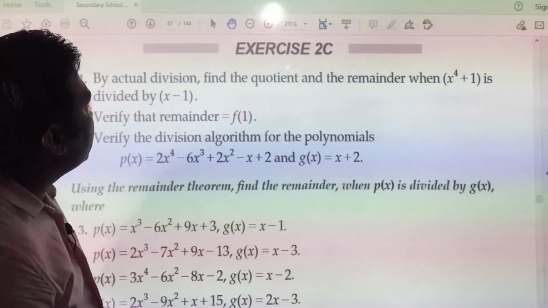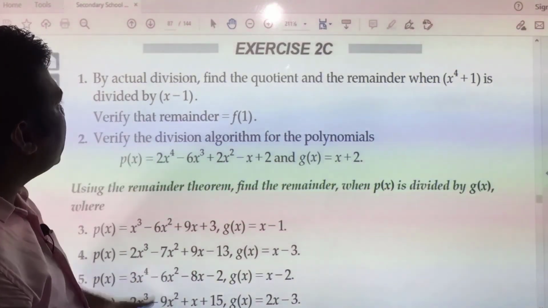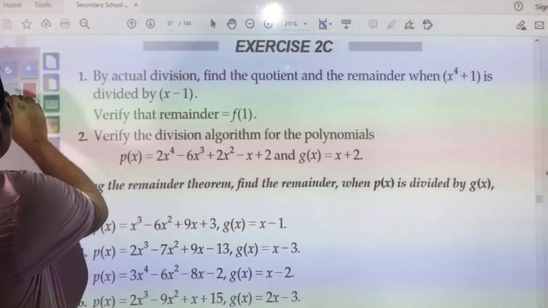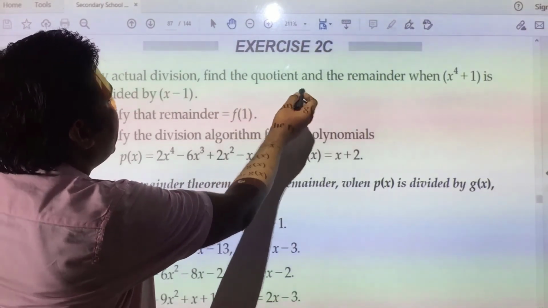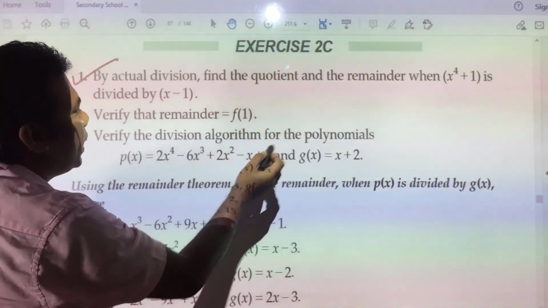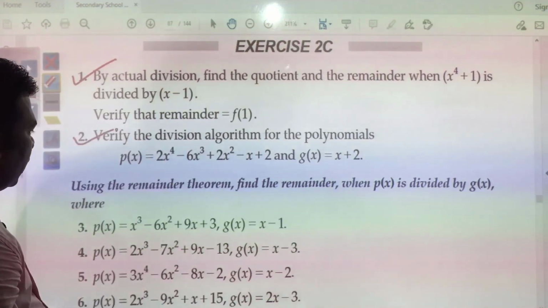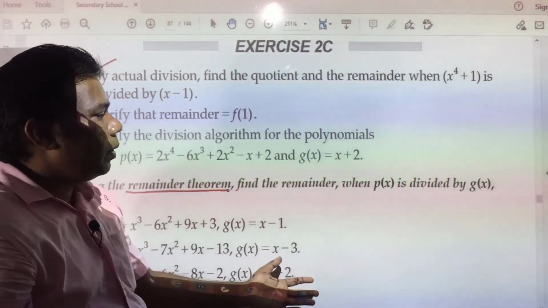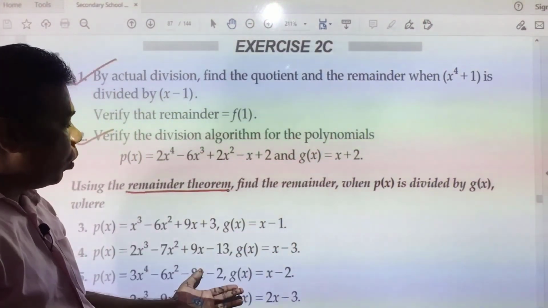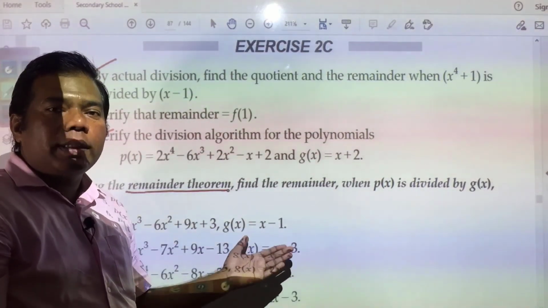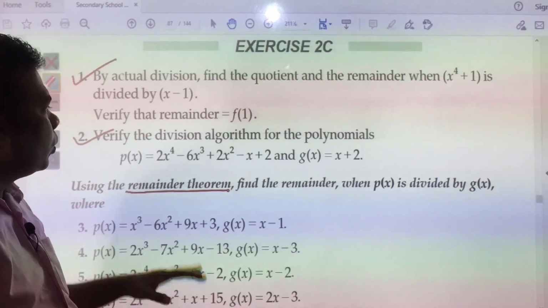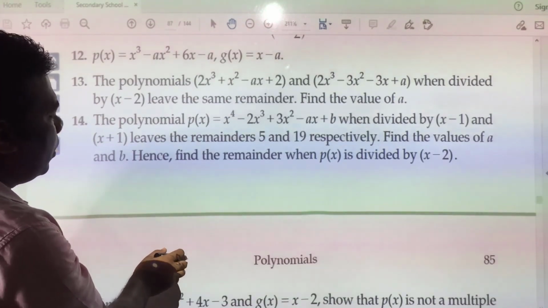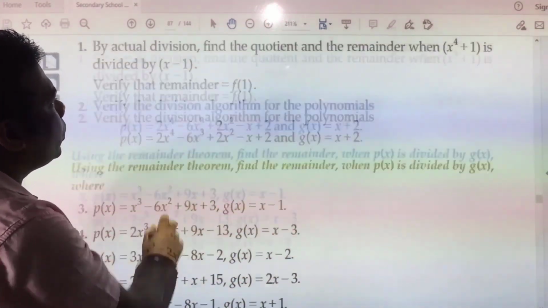And then comes exercise 2c. So, you start exercise 2c, whatever questions are possible, you try to do. These questions will be very important. By actual division, find the quotient. Question number 1, verify the division algorithm for the polynomial. This will be very important. Since the remainder theorem you do not have to study, that will not be very important for the exam, but for your own practice you may do it, because in many examples you have already seen it. So, you will be able to do it, but these two questions will be very important for this exercise. Okay, so up to here I hope you understood and you will be able to do it.